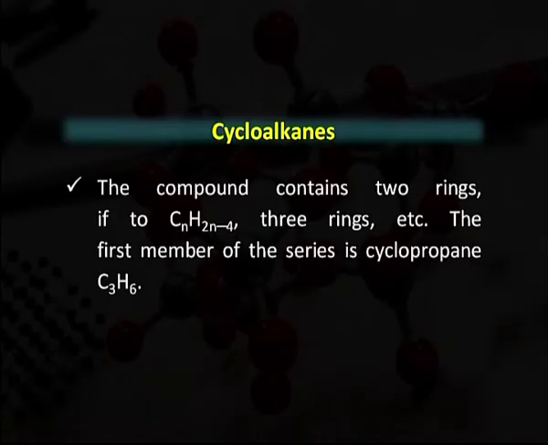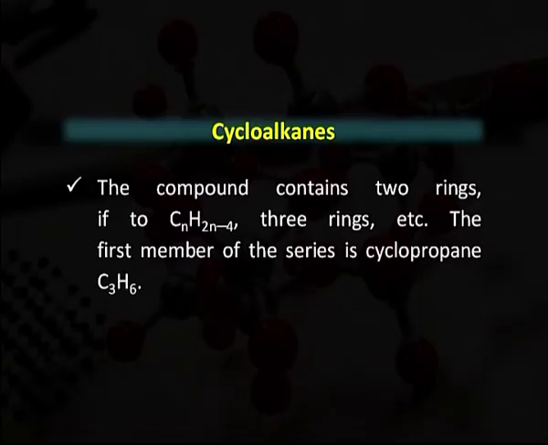The unsubstituted cycloalkanes form a homologous series with the general formula CnH2n. When the molecular formula of a saturated hydrocarbon corresponds to the general formula CnH2n-2, the compound contains one ring; a compound with two rings is CnH2n-4, three rings, etc. The first member of the series is cyclopropane. Propane means 3 carbon atoms, so the molecular formula of this compound is C3H6.